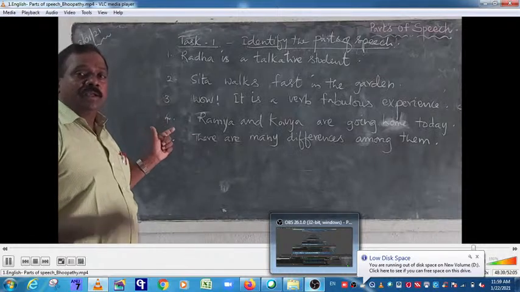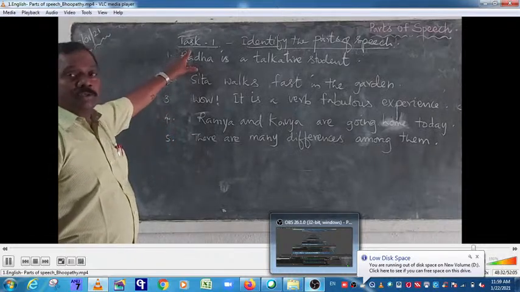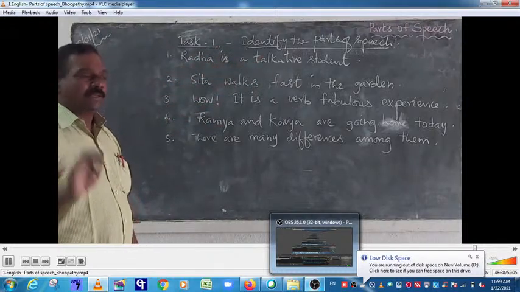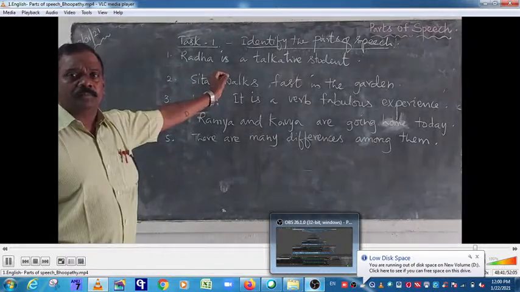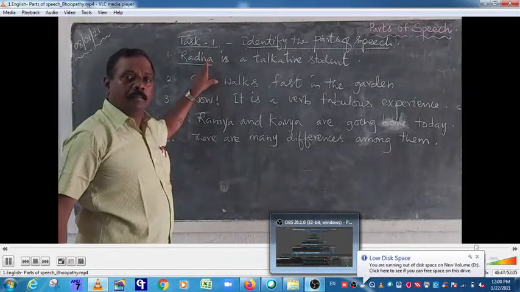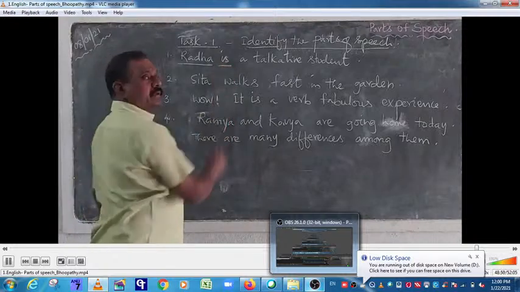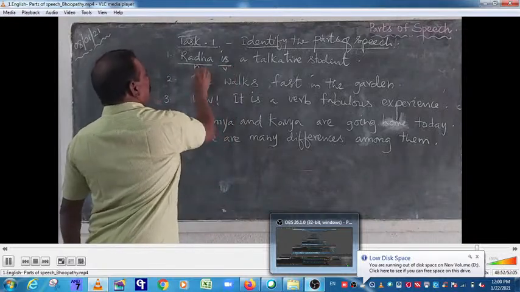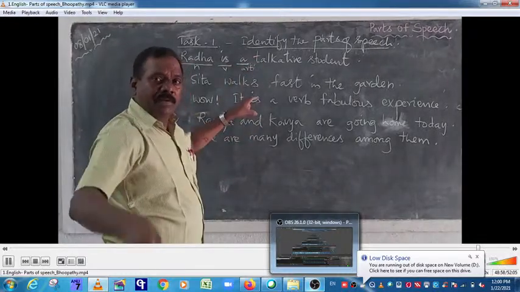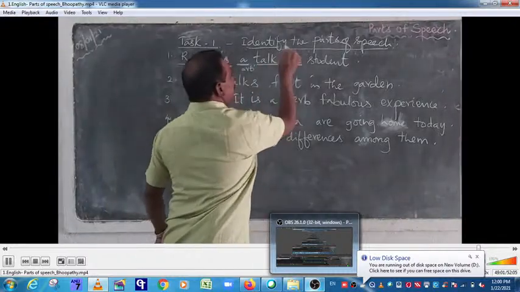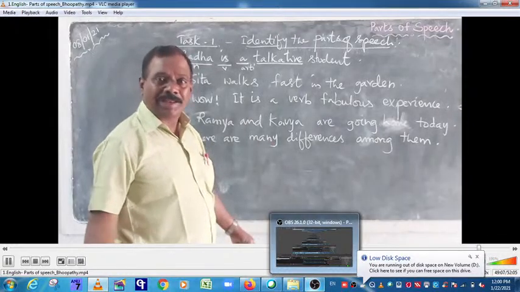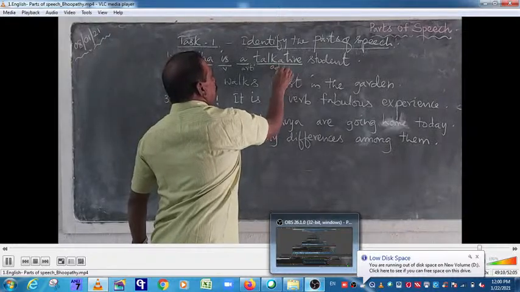So let us come to the end of this session with a task. Identify the parts of speech of the underlined words. Let us see each and every word. What part of speech is it? For example, Radha, name of a girl, noun. Is, a helping verb. This is an article. Article comes under adjective. Talkative, when there is -ive, that is an adjective. Talkative, selective, corrective, collective. See, this is an adjective.